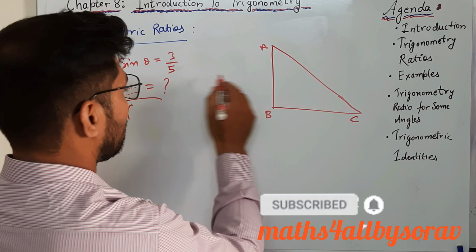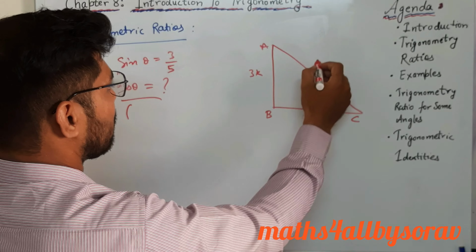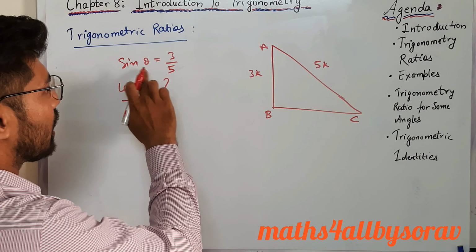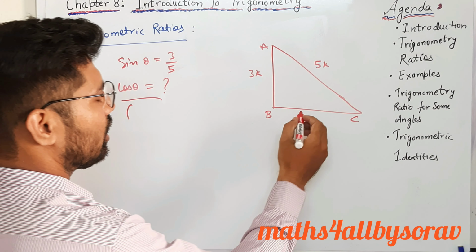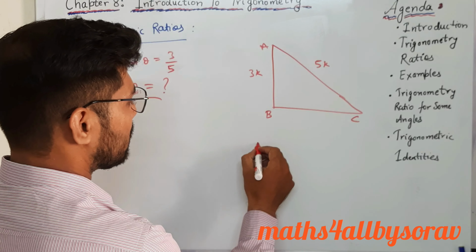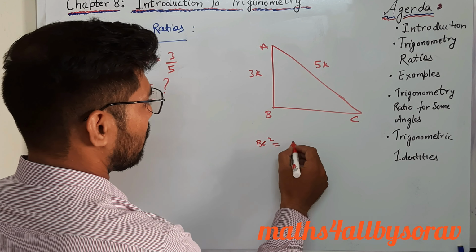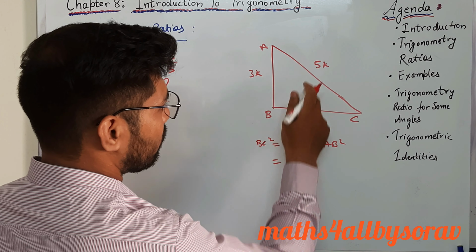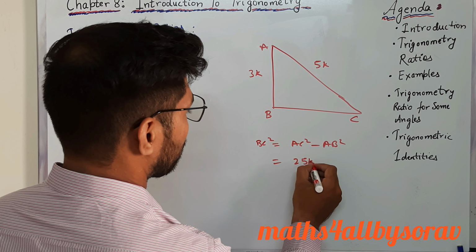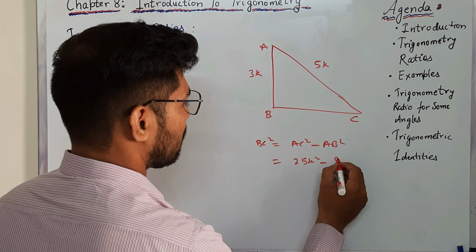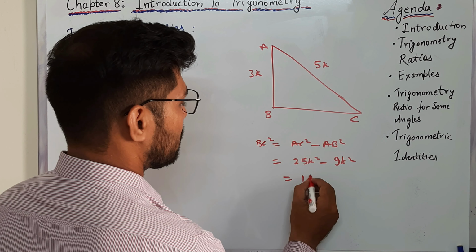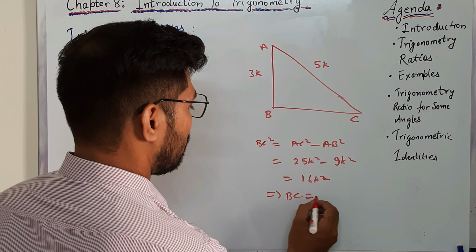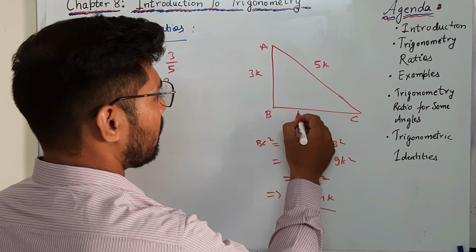So let's say this is 3k and this is 5k, because we don't know the exact length, but the sin theta ratio is 3/5. So what is this length? BC square is equal to AC square minus AB square. AC we know is 5k, so 25k square minus 9k square, and this will be 16k square. This implies that BC is equal to 4k. So this will be 4k.